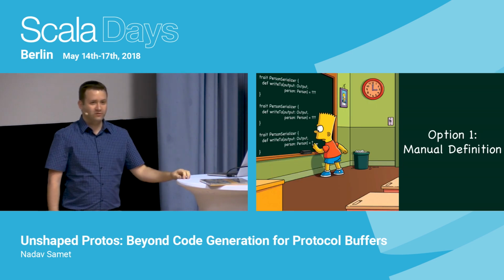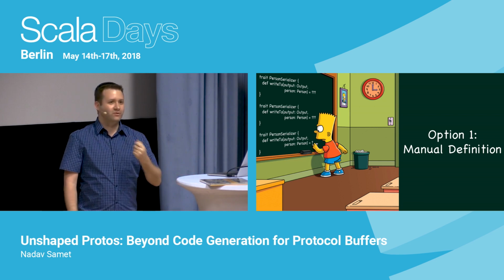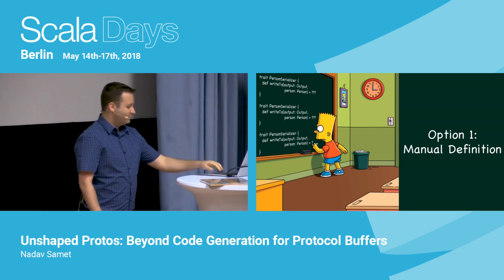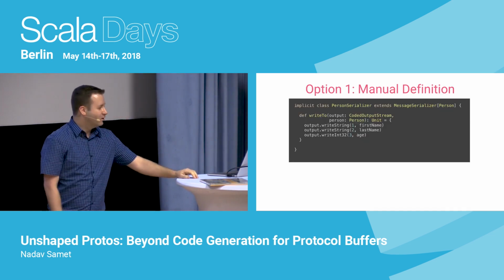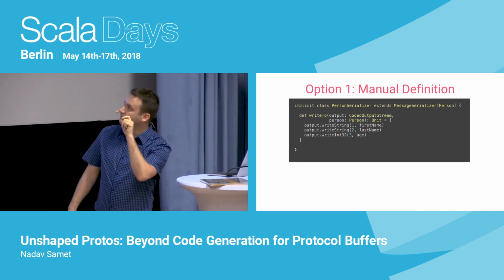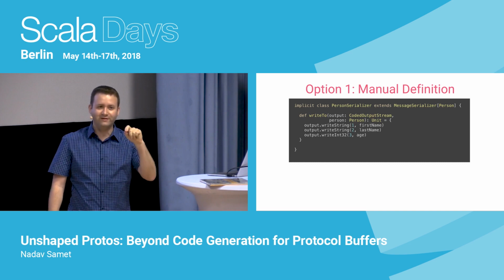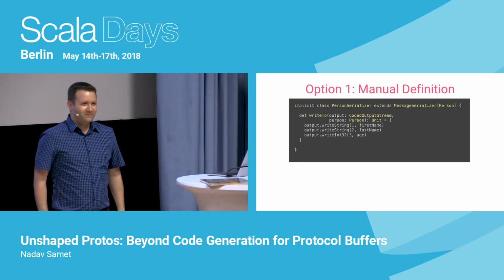Option 1 is called manual definition, which is like a Bart Simpson punishment, which says if you want to have your own message serializer, you're going to have to write it yourself. So it might look like this. We're basically telling the users, we're not going to do any work for you. You're going to have to write this implicit class PersonSerializer, and then in the writeTo method, you'll go field by field and send it to the output stream. What do you think about that one?